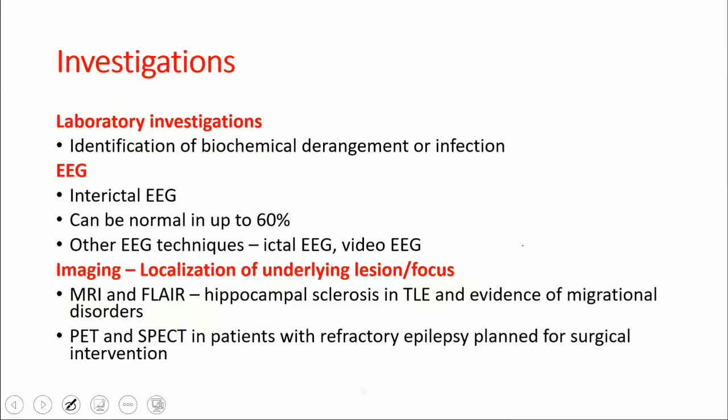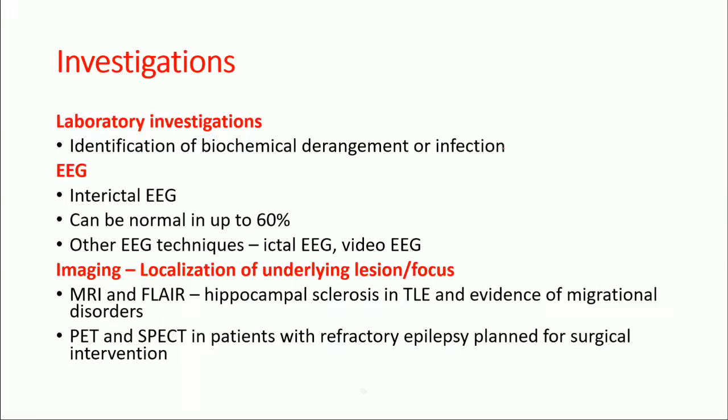Say somebody presents with a seizure for the very first time. How would you investigate this patient? Of course, the first thing to see is, is there a clear precipitant or provoking factor for the seizure? A clear precipitant or provoking factor might be, for example, metabolic derangement or infection. So you do investigations to diagnose that.